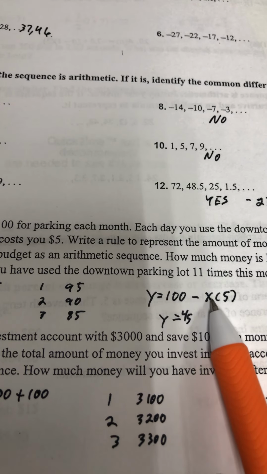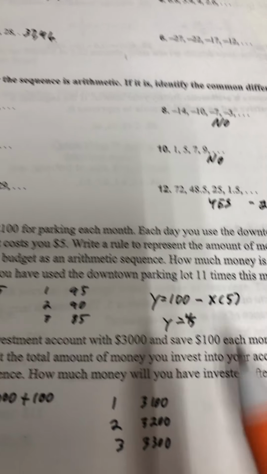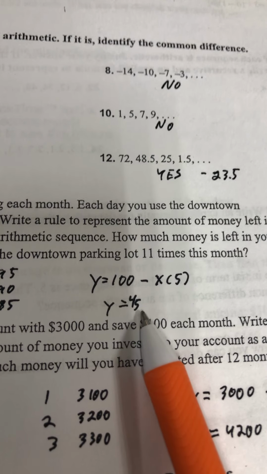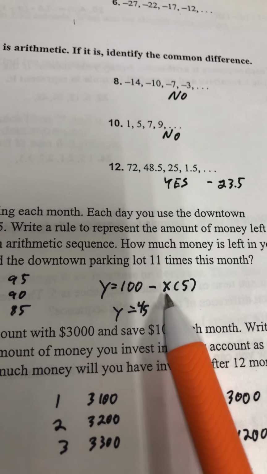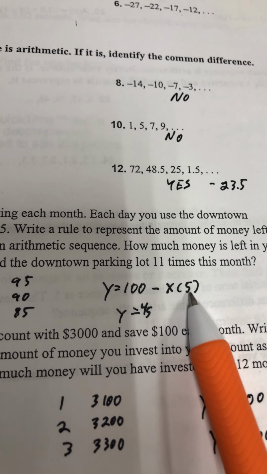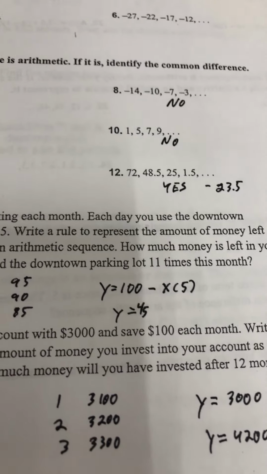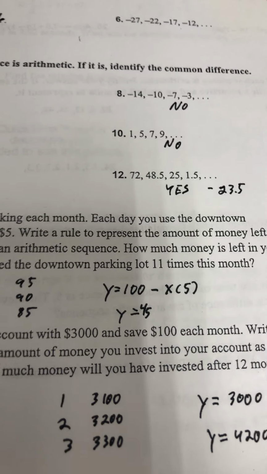100 minus 2 times 5, which would be $10 by then, that would give you the 90, and so on and so forth. So you could go through and put 11 in here, and 100 minus 11 times 5, which is 55, gives you $45. So you have $45 left in your budget.